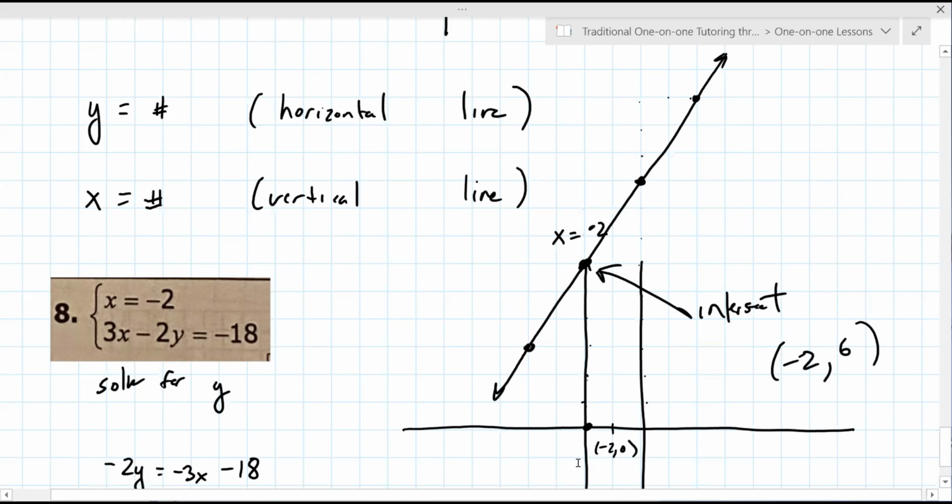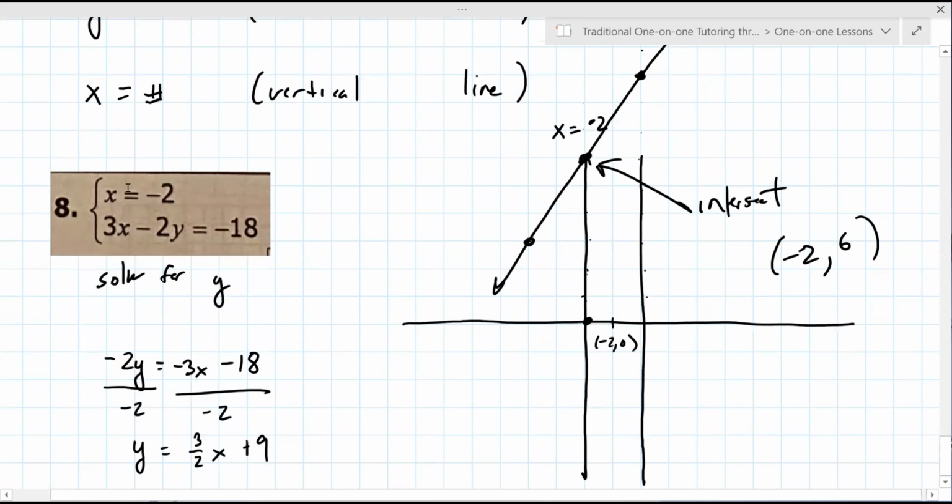Okay, sweet. So what I would like you to do is go into Desmos and graph these on your own right now and just confirm that you actually get the same answer. Literally, you type in x equals -2, enter 3x minus 2y equals -18. It's very important that you see it, believe it, and see how it all works.